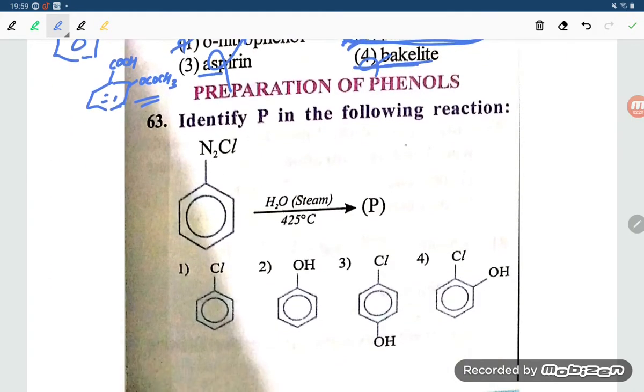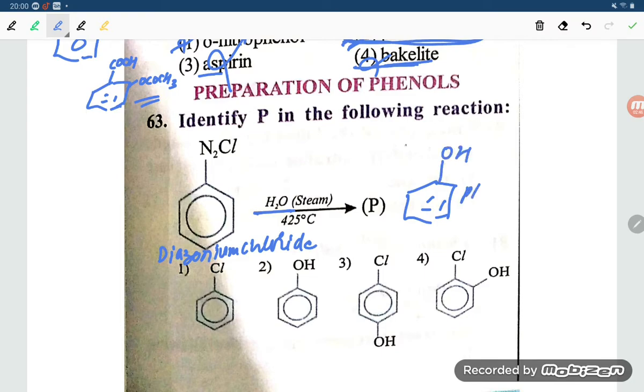Next problem, students, identify P in the following reaction. This is diazonium chloride, and if you heat this diazonium chloride with water, it will give phenol. So the correct option will be option number 2. For problem number 63, the correct option is option number 2.